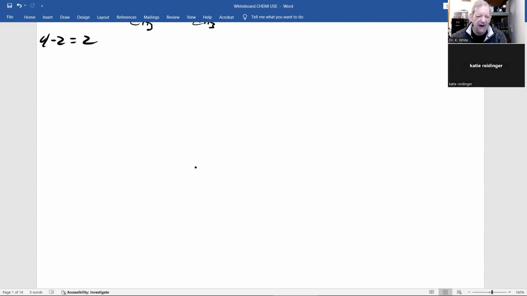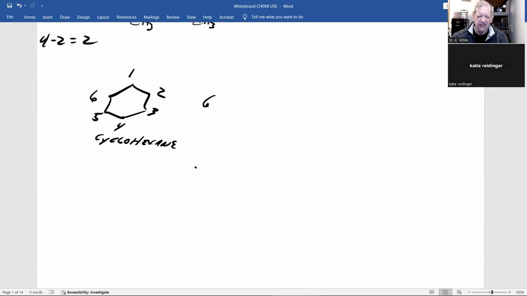So if we look at this molecule, it's a ring. This is called cyclohexane, which you don't have to know, but I'm going to write it down anyways. How many carbons in cyclohexane? Well, every bend in a line is a carbon. 1, 2, 3, 4, 5, 6. So there's 6 carbons in cyclohexane.